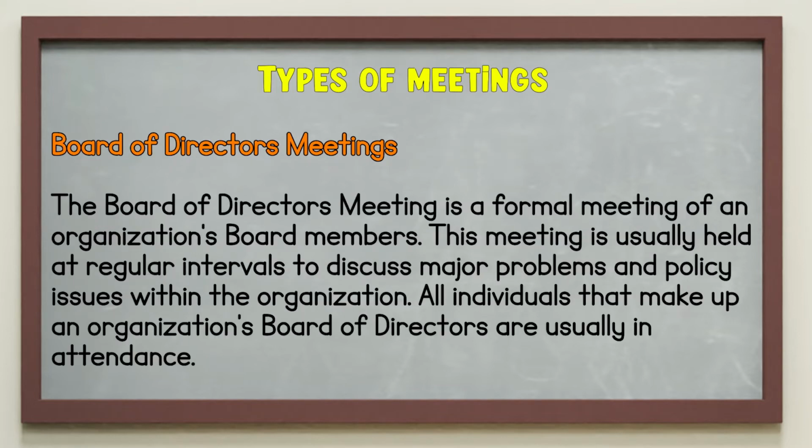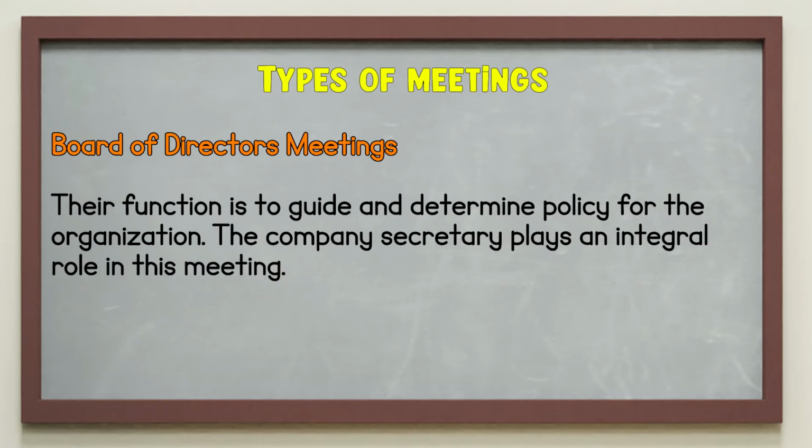The Board of Directors meeting. The Board of Directors meeting is a formal meeting of an organization's board members. This meeting is usually held at regular intervals to discuss major problems and policy issues within the organization. All individuals that make up an organization's board of directors are usually in attendance. Their function is to guide and determine policy for the organization. The company secretary plays an integral role in this meeting.